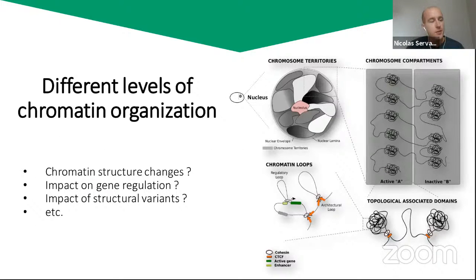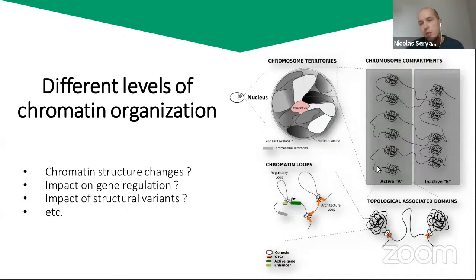Okay, so a very broad and simple introduction to the scientific context. We are interested in the field of chromatin organization. What we know so far is that you have different levels of organization within the nucleus. The first one is chromosome territories, which has been described quite a long time ago using microscopy, where each chromosome occupies its own space within the nucleus that we call chromosome territories.